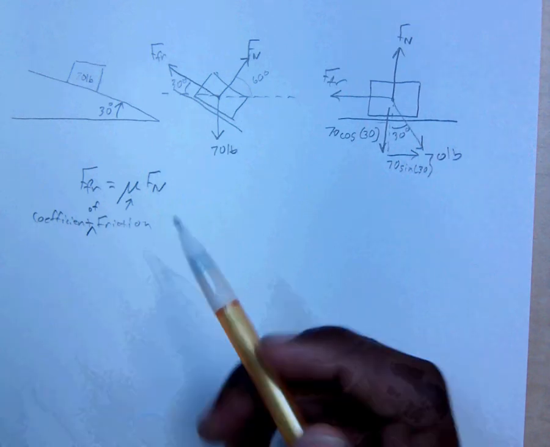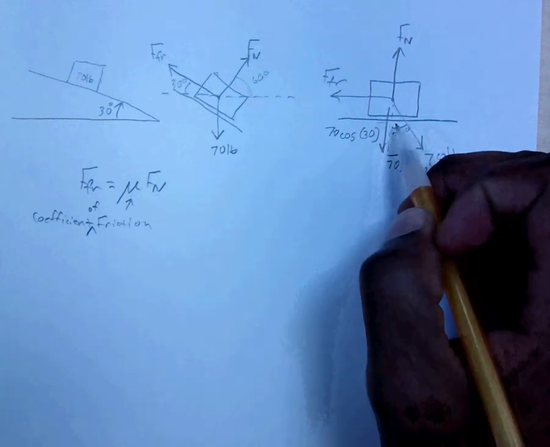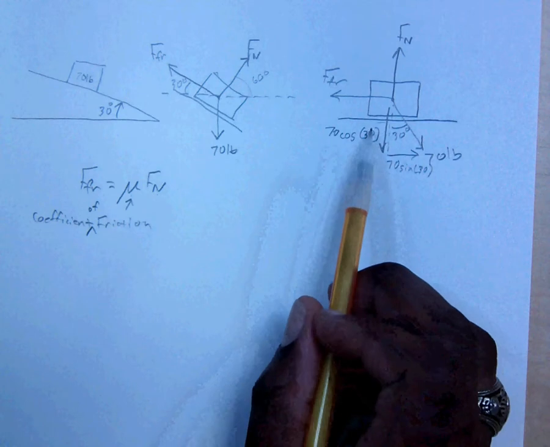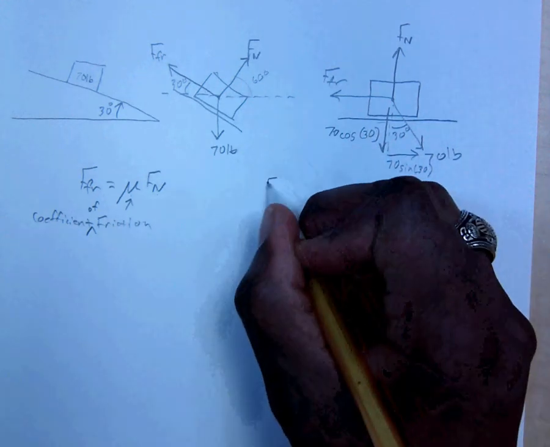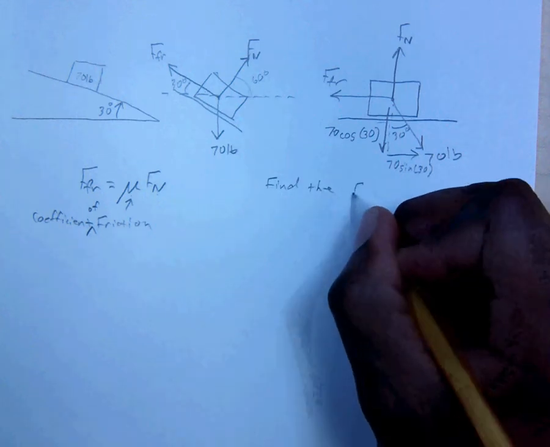Okay. Now your friction force also depends on the normal force, which makes sense because the more force you're pushing up or pushing down on something, the harder it's going to be to move it. So, what if I wanted to determine the frictional force in this particular free body diagram? Okay. So here I need to say I'm trying to find the force of friction.